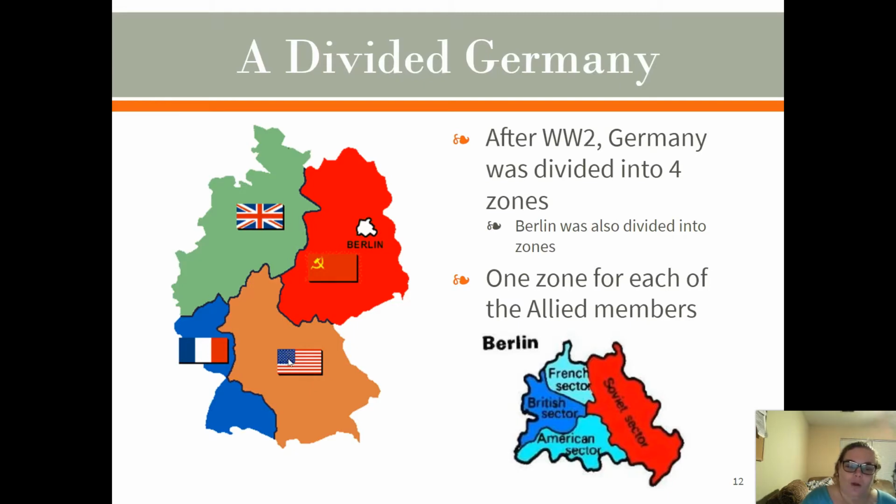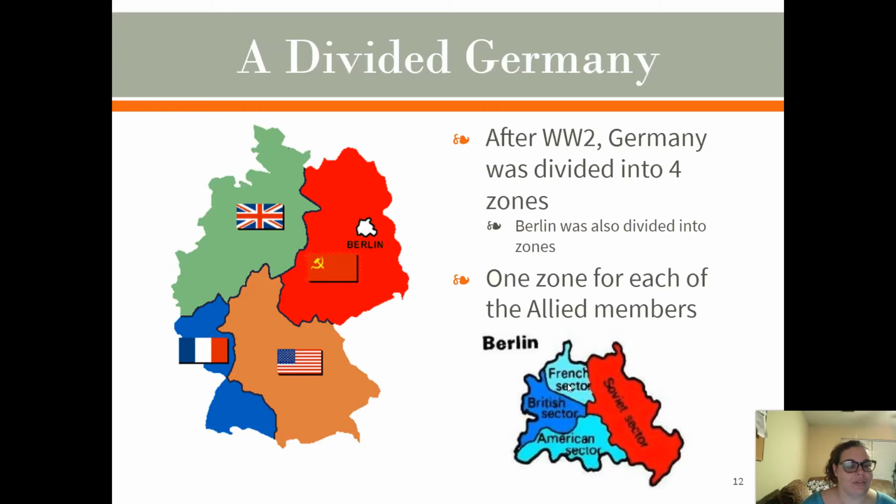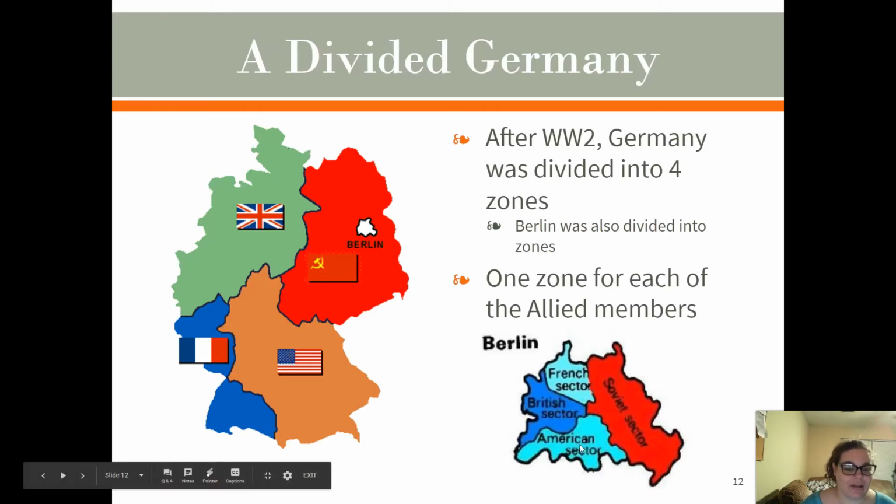Now, there's one small problem, one teeny tiny little problem. The capital of Germany, Berlin, is entirely in the Soviet zone. And Britain, France, and the United States are not going to allow the Soviet Union to control the capital of Germany all on its own. So Berlin is going to be divided the same way. Berlin will be divided into one zone for each Allied member. So Eastern Berlin, Soviet. Then there was a French, British, and American sector of Berlin.